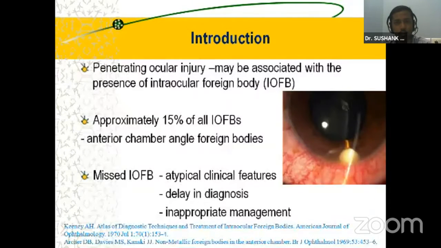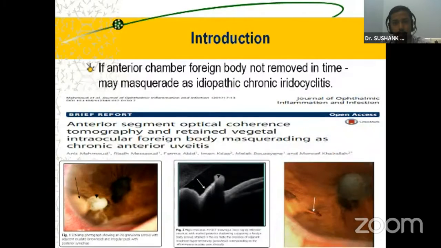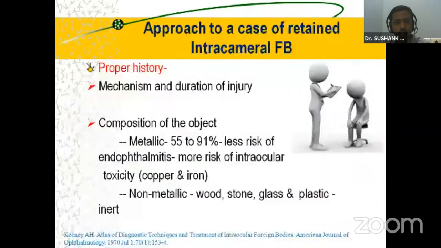Penetrating ocular injury may be associated with presence of IOFB, and 15% of all IOFBs are anterior chamber angle foreign bodies. Missed IOFB can lead to atypical clinical features, delay in diagnosis, and inappropriate management. If not removed in time, it may masquerade as idiopathic chronic iridocyclitis.